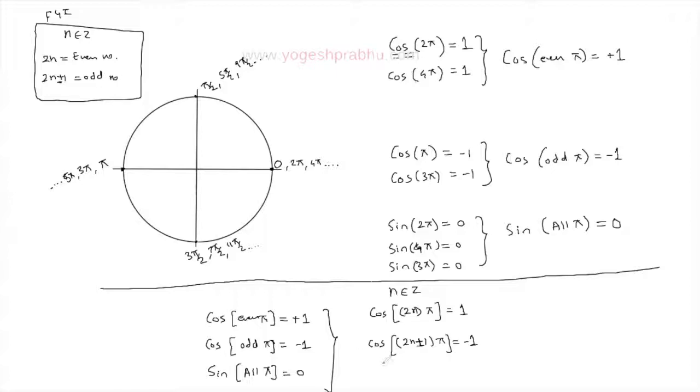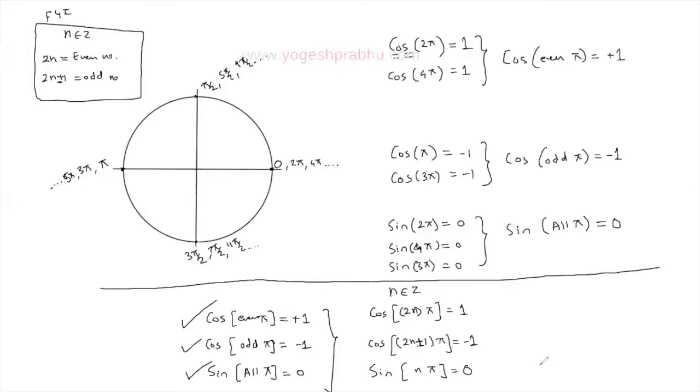And for sine, how will we write it? Sine of all pi, that is sine n pi, is equal to 0. It is very important. Let me repeat one last time: cos of even pi is 1, cos of odd number pi is minus 1, and sine of all pi is equal to 0. And this is the proper way of expressing that same result. From this diagram, I just showed you how it works, and this is what we got finally.